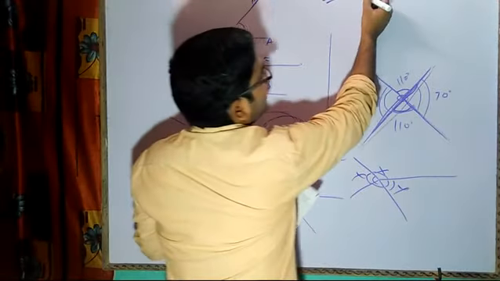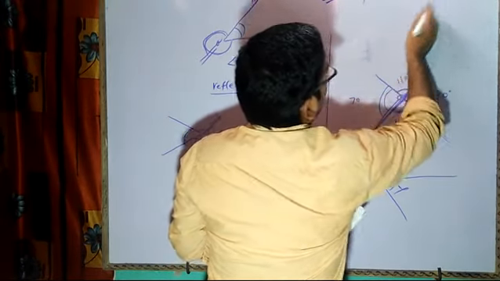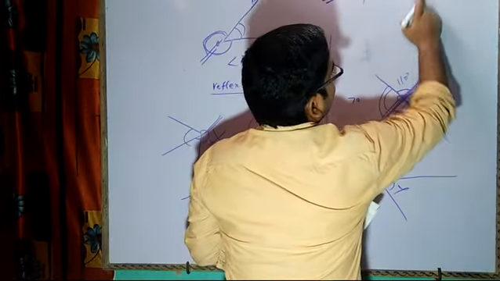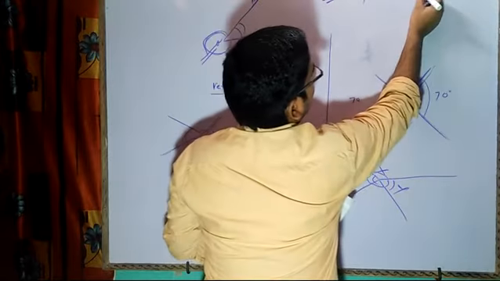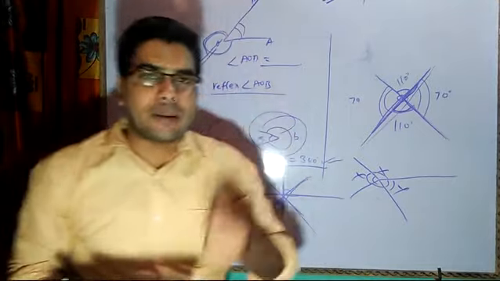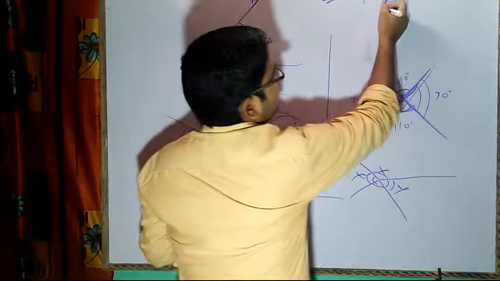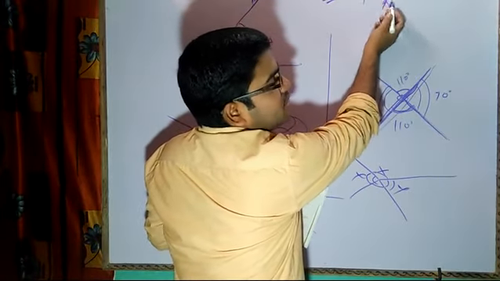The complement of 56 degree will be equal to 90 degree minus 56. That means 34 degree. Complement of an angle means you have to subtract that particular angle from 90 degree. So 56 is given, so its complement will be 90 minus 56.